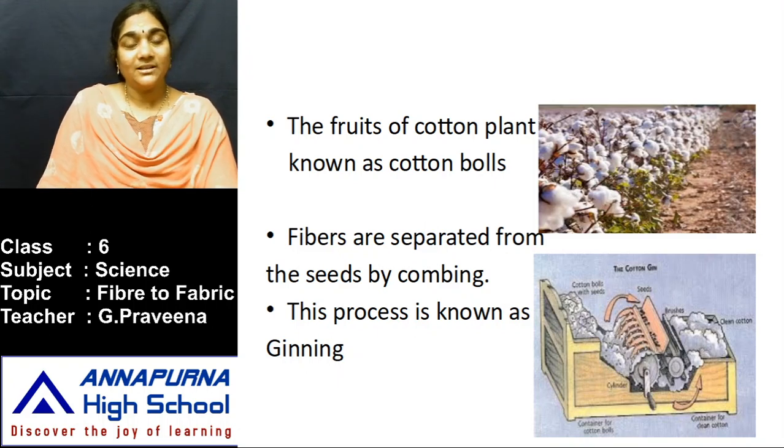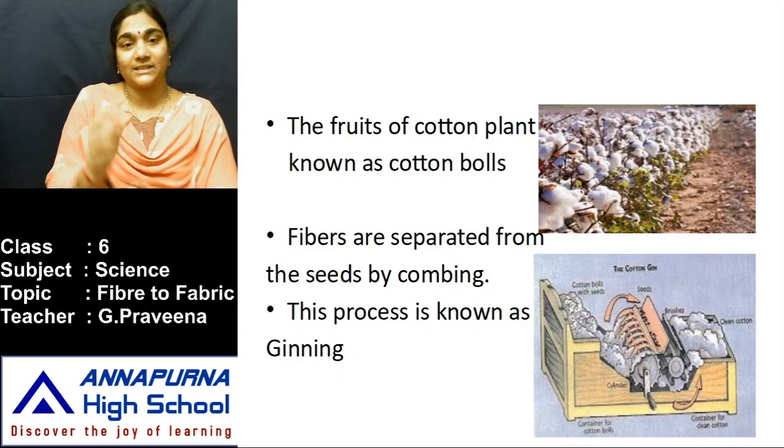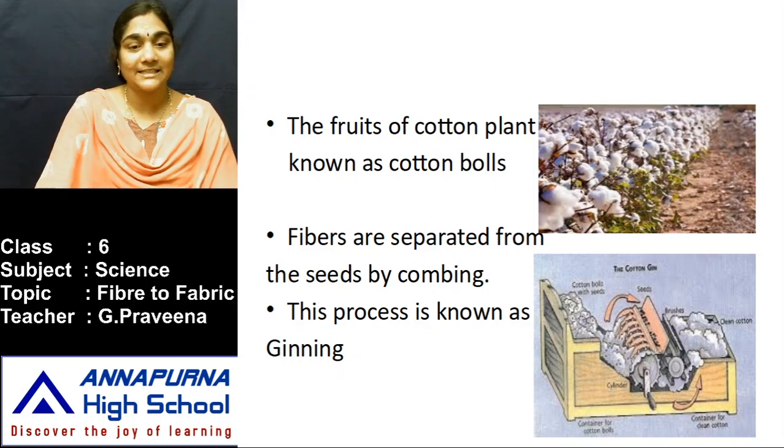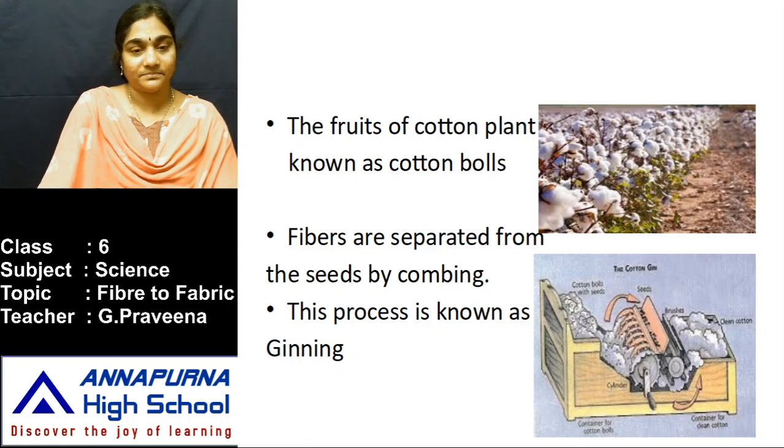Yes. So here the fibers are separated, in the sense that as the seed is surrounded by the fibers, the seed has to be separated from the fiber. That process of separating a seed by just taking out the fiber is done by a process known as combing. And that process of removing a seed from a fiber is known as ginning. So here is the machine which is used to remove the seeds from the cotton plant.